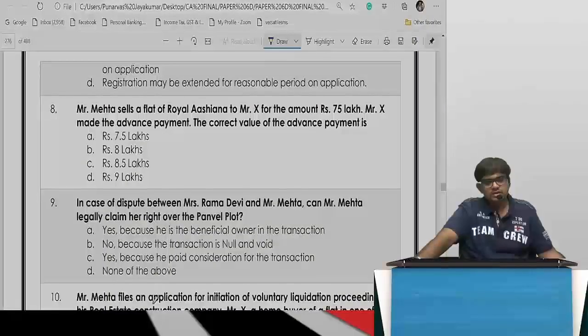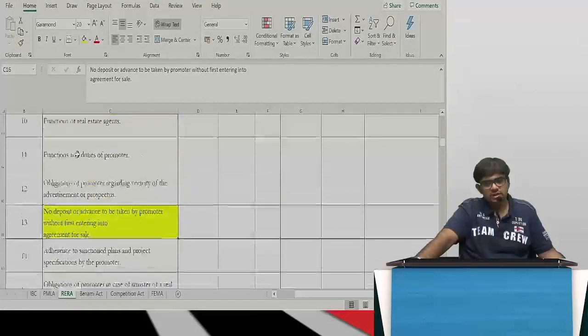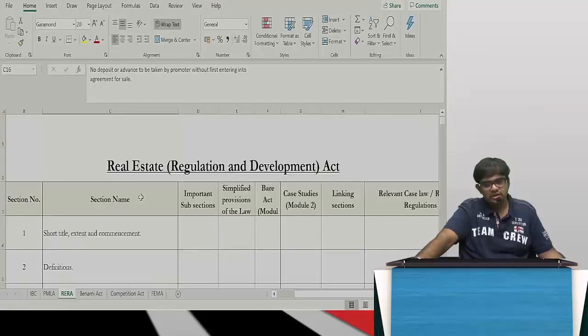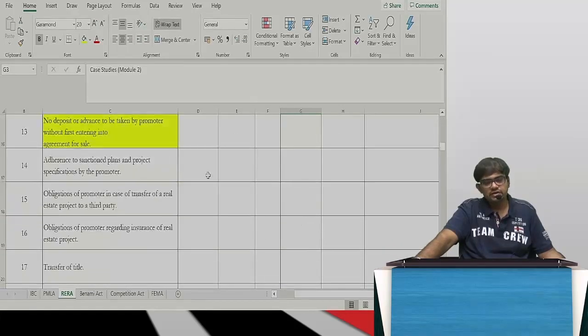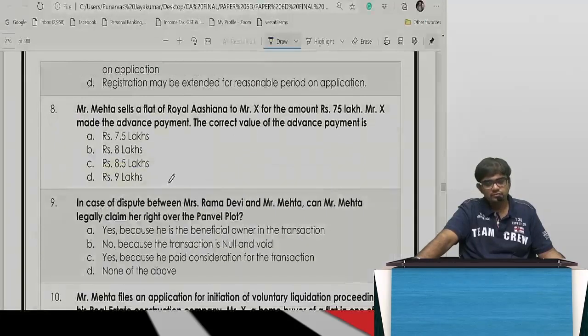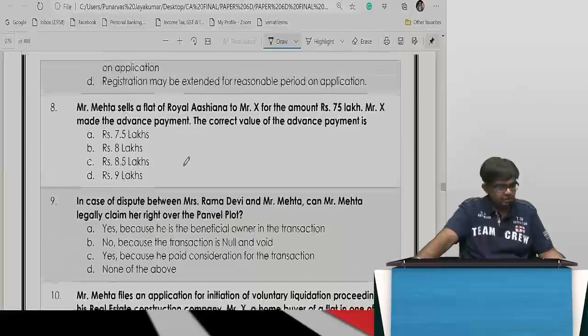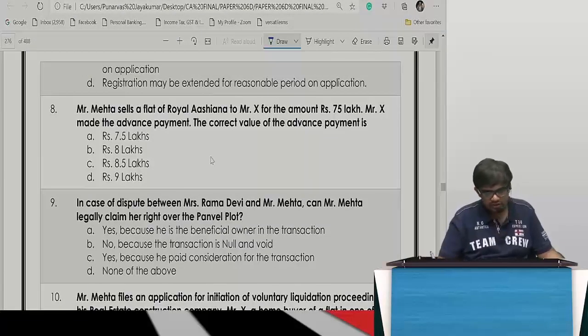Correct? That's why guys I am telling you, see this particular mapping has, in module 1 simplified provisions, which page number it comes, bare act which module it comes, case study which module, everything has been given here. Right? So this will be section number 13 of RERA.